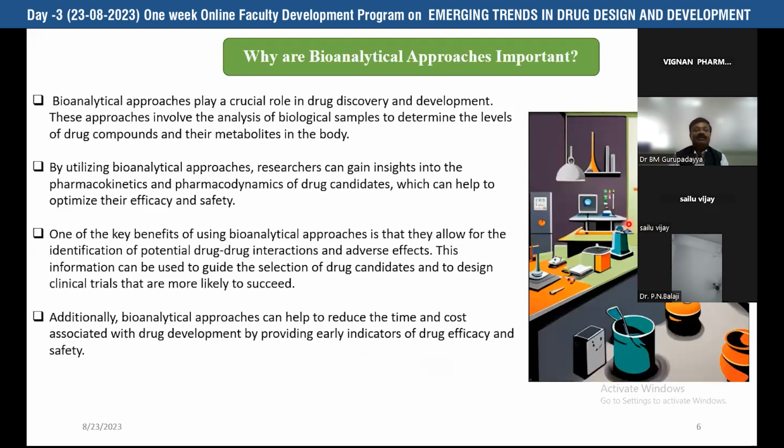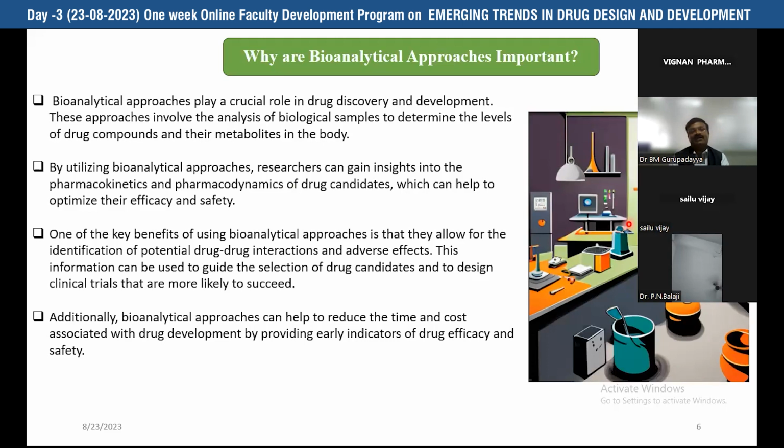In drug discovery and development, when your sample is a biological sample, determining the concentration of the drug and its metabolites is very important. Without it, we cannot identify the amount of drug available in the particular person who consumed it, or whether the drug is available in the same formulation, in the same form, or whether it changes its property. These we identify by using the bioanalytical approach only.